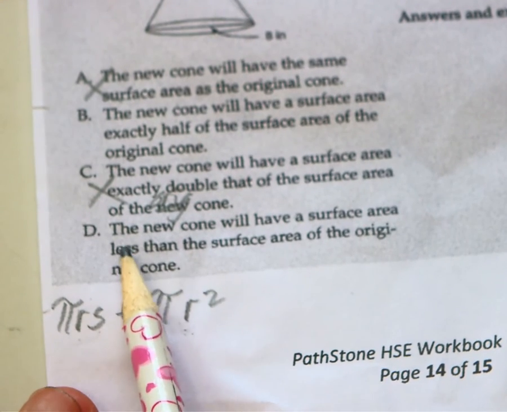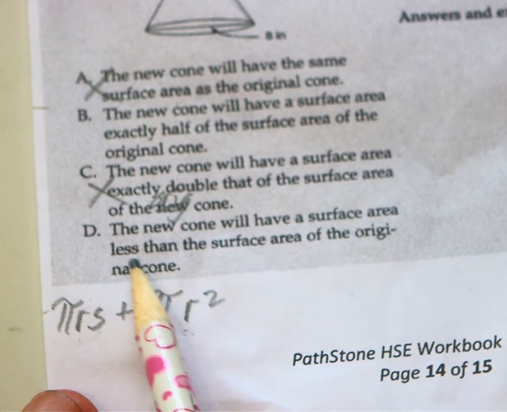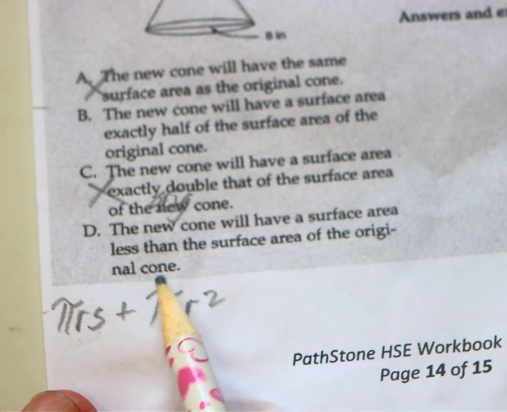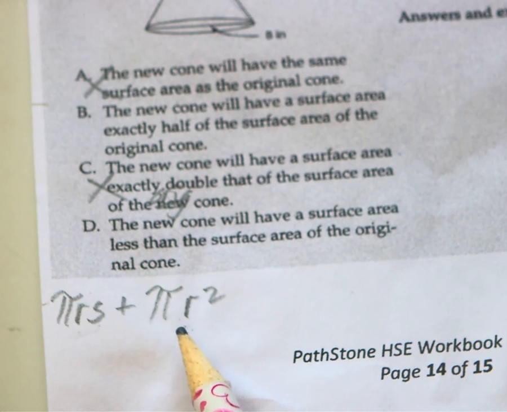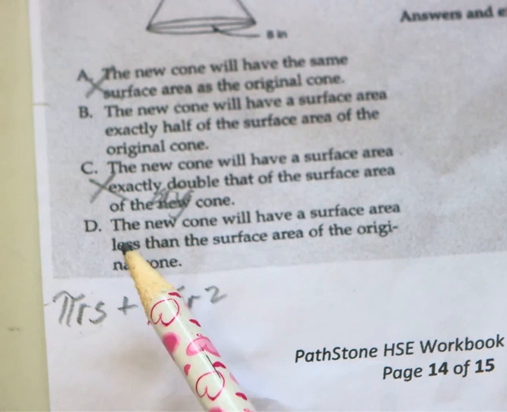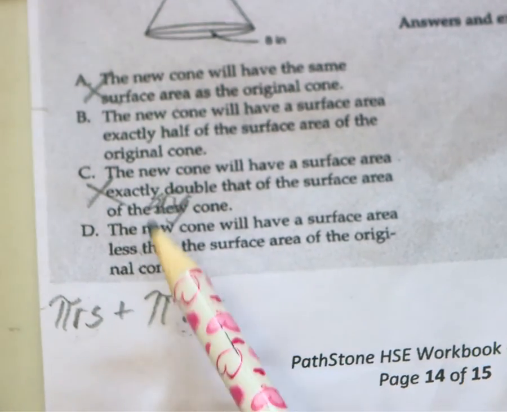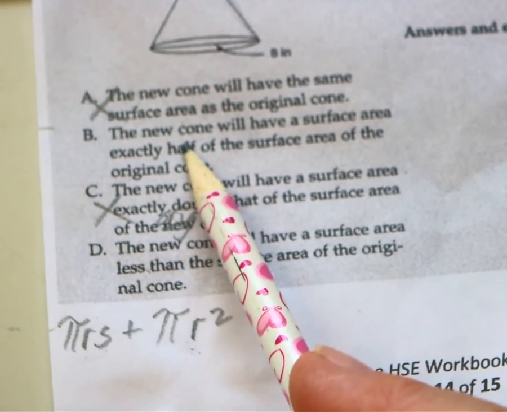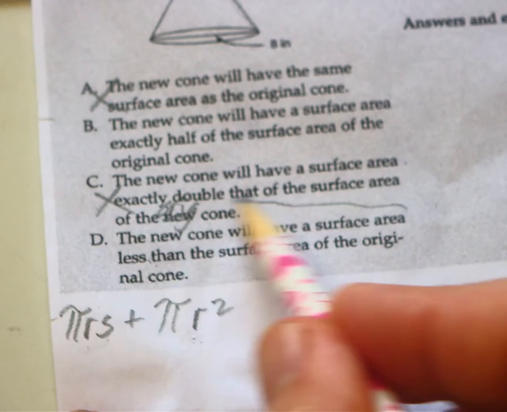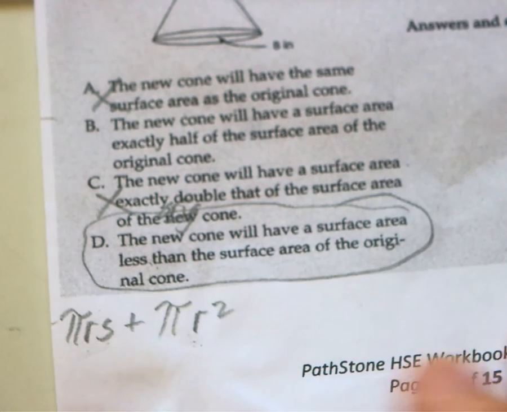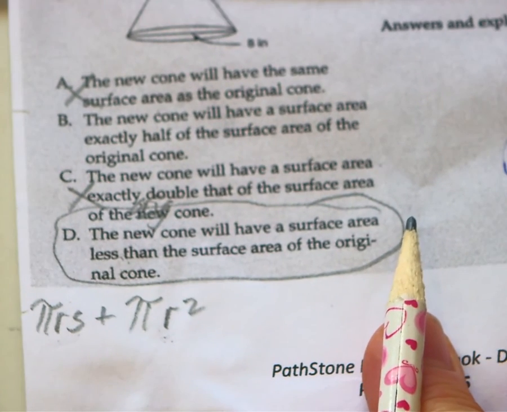How about D? The new cone will have a surface area less than the surface area of the original cone. Well, that's what we got, that it's less. So it could be this one. This one's definitely true. But they can't both be true. This one's definitely true. This one might be true. So this has got to be the right answer, because we figured out that it's less.